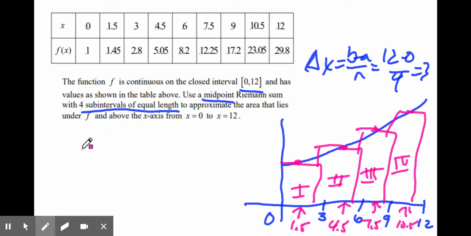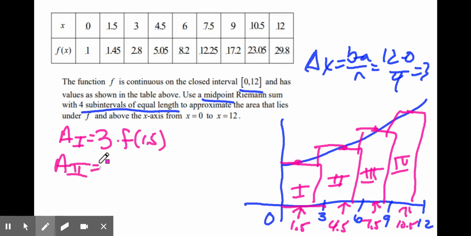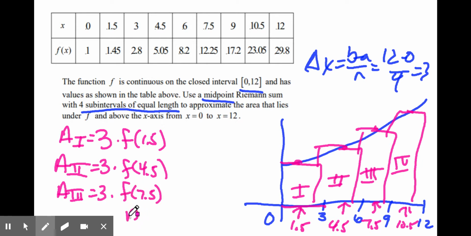So now if you want to find the area, the first rectangle is 3 units for the base all the way across times f of 1.5. The next one will be 3 units across, f of 4.5. The third one is 3 units across, f of 7.5. And then finally, the last one is 3 units across, f of 10.5. And again, notice that although all these numbers are in the chart, there are a lot of x values. We only used a few of them. So there can be more x values than you necessarily need.